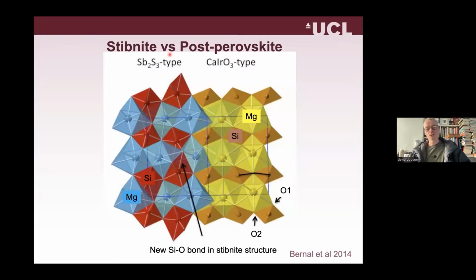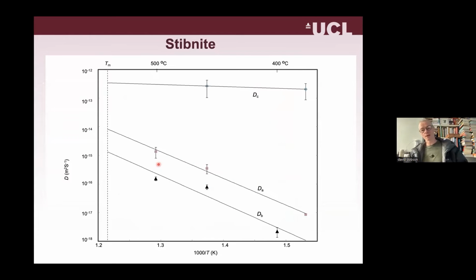Okay, so the stibnite structure is related to the post-perovskite structure. It's actually the structure that post-perovskite transforms to if you compress it to even higher pressures. So for magnesium silicate, when you go to about a terabar of pressure, you end up producing the stibnite-type structure. And all that happens is that the silicons link across the layer there to produce this crankshaft of silicons. So it's a related structure. And this is the chemical diffusivity of stibnite.